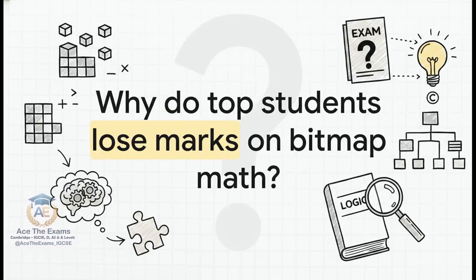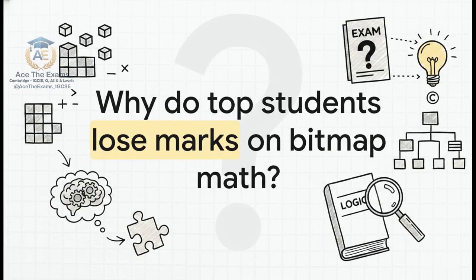So what does this all mean? Why exactly do top students who know their stuff lose marks on simple bitmap calculations? I mean, if it's just math, why is it so incredibly difficult? The answer, straight from the senior examiners themselves, is that the issue isn't the arithmetic at all. The real challenge is applying these concepts to completely unfamiliar contexts. Cambridge exams don't just want you to act as a human calculator. They demand logical, structured reasoning.